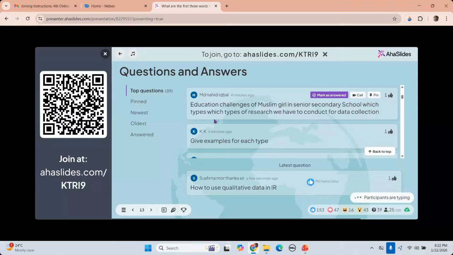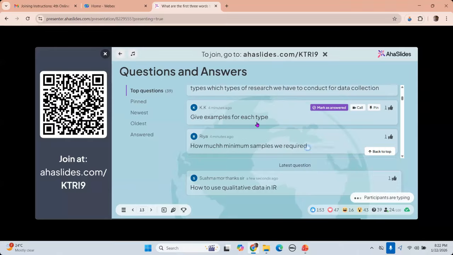Okay, give examples for each type. I don't know who Professor KK is. I have already given the examples in detail. If time permits, in coming classes we are going to have examples for each type again.